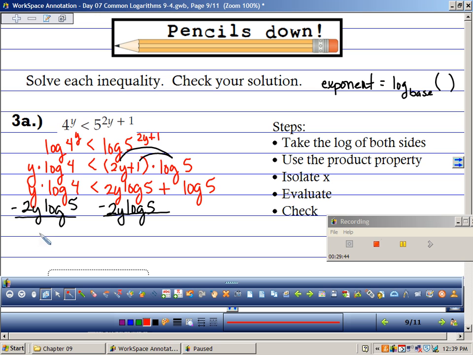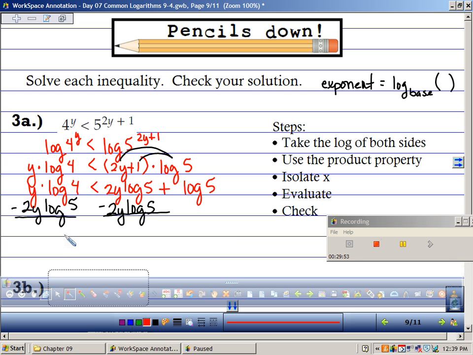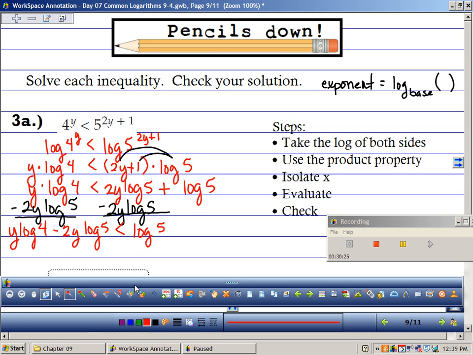Now, which one's bigger, the negative 2y log 5 or the y log 4? Which one's bigger, log 4 or log 5? Log 5. It is confusing. I'm going to leave it. I do not have enough time for this lesson. Okay, y log 4 minus 2y log 5 is less than log 5.